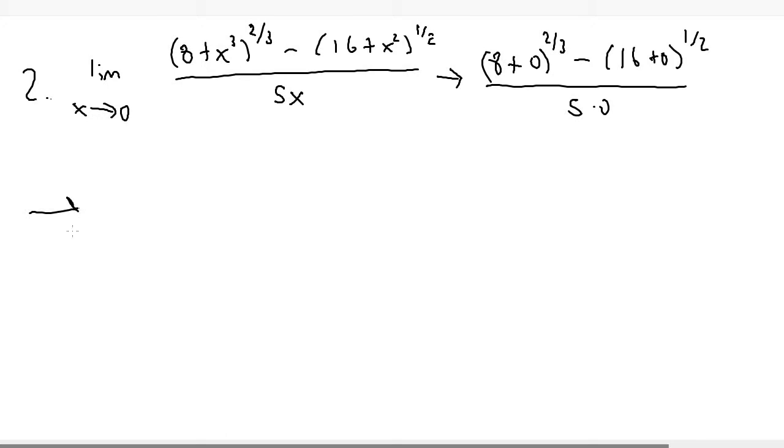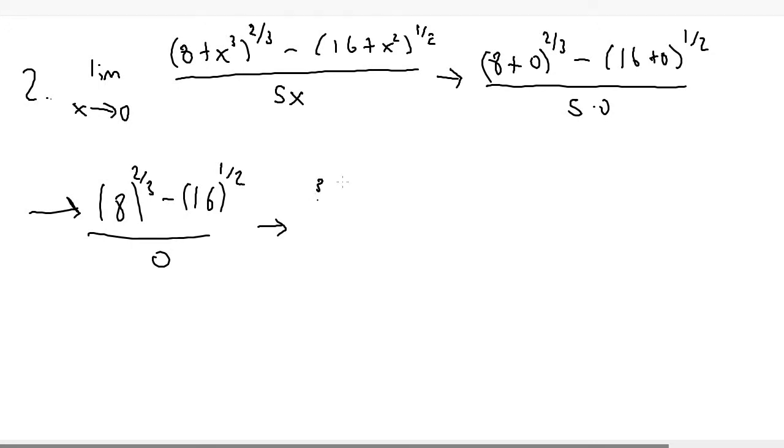So if I further evaluate it, 8 plus 0 is 8. You get 8 to the 2/3 minus 16 to the 1/2. Just put those in parentheses, over 5 times 0, which is 0. So 8 to the 2/3 is the same thing as saying 8 squared and take the cube root of 8 squared. So 8 squared is 64, and the cube root of 64 is 4, because 4 times 4 times 4 is 64.